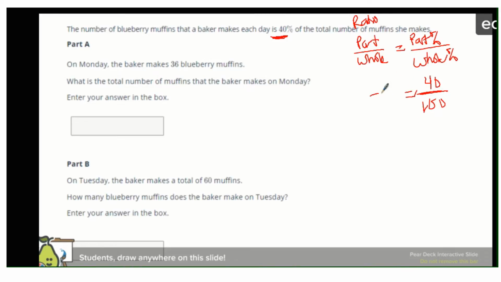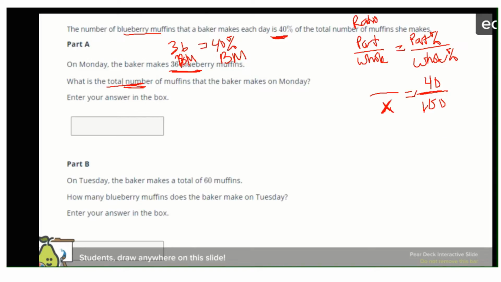So the whole, the question is asking for the total number of muffins. So I know my variable needs to go in the denominator because that's the unknown that I'm looking for. And then right here it says on Monday, the baker makes 36 blueberry muffins. So in the question, since 40% is blueberry muffins, it's equivalent to 36 blueberry muffins. So the 40% represents blueberry muffins and the 36 represents blueberry muffins.